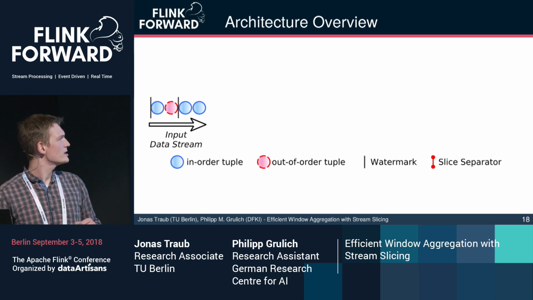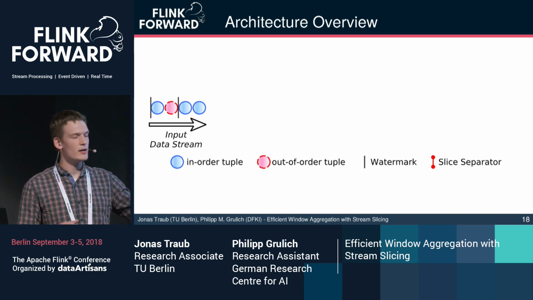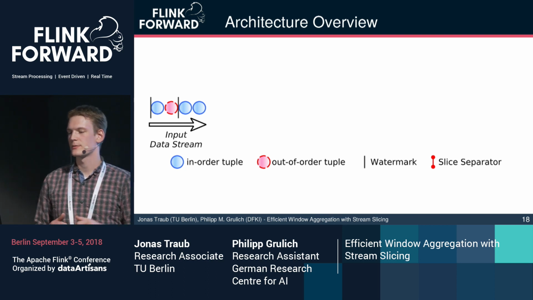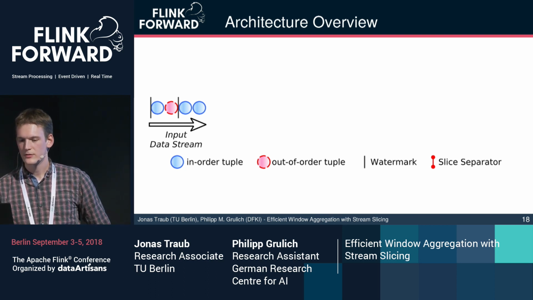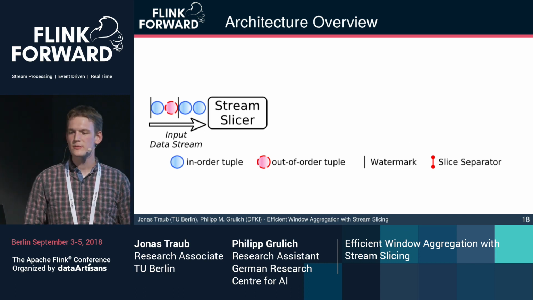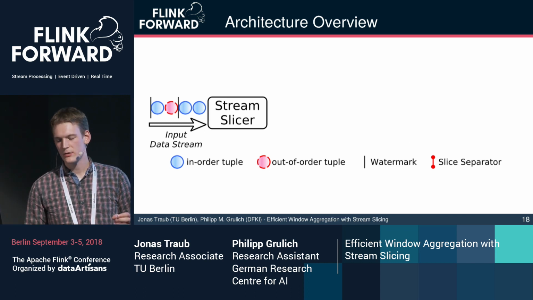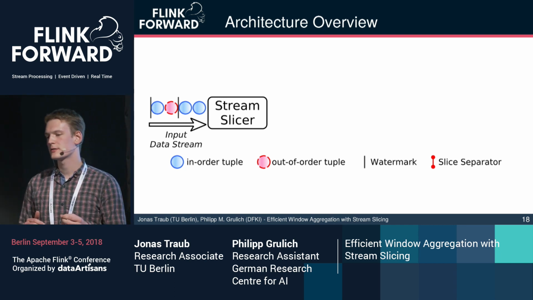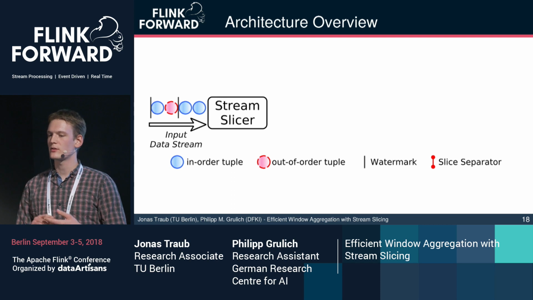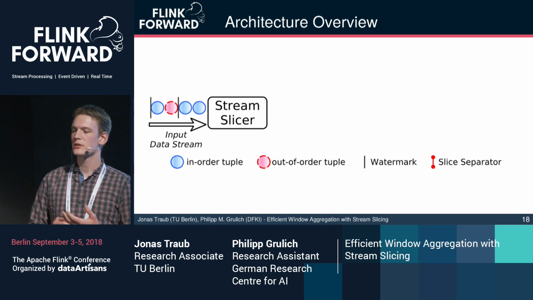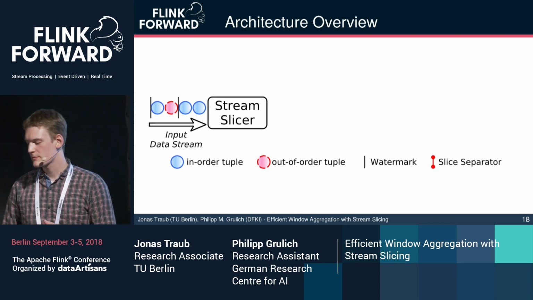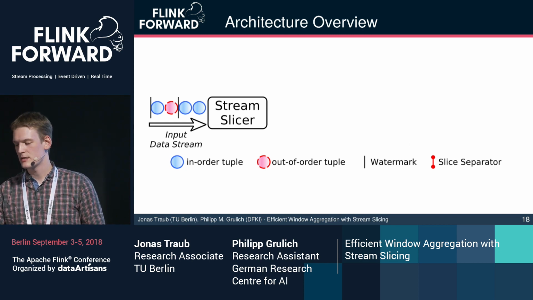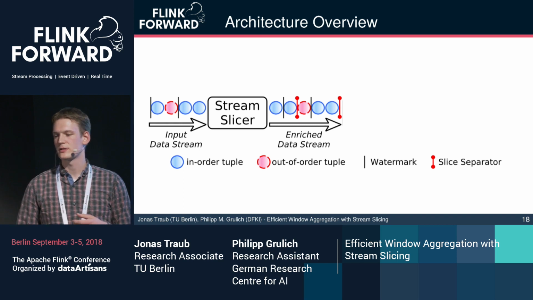What we have here as an input stream is a stream of in-order tuples, out-of-order tuples, watermarks, and later on we will also see slice separators. So the first component we have is a stream slicer, which, depending on the timestamps of the in-order tuples, creates the slices which are required for all sliding windows and all tumbling windows, and also initial slices for the session windows. However, out-of-order tuples may change the slices for session windows later on.